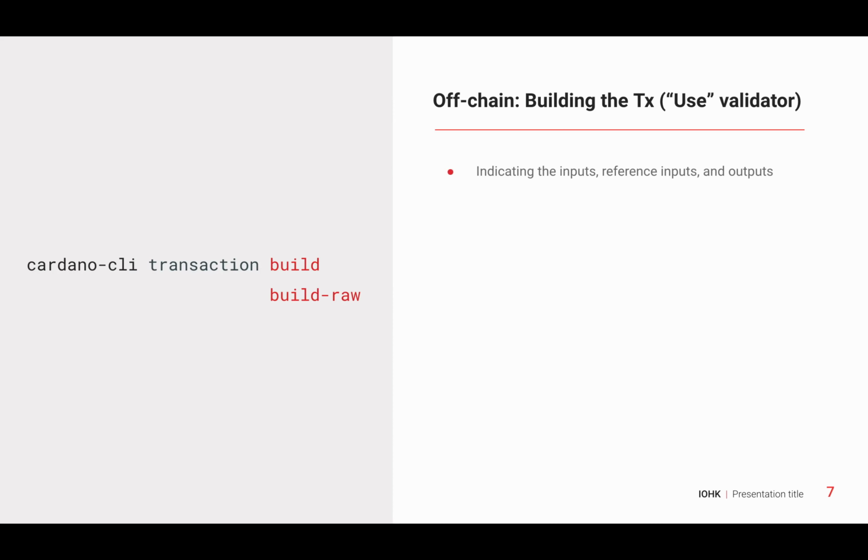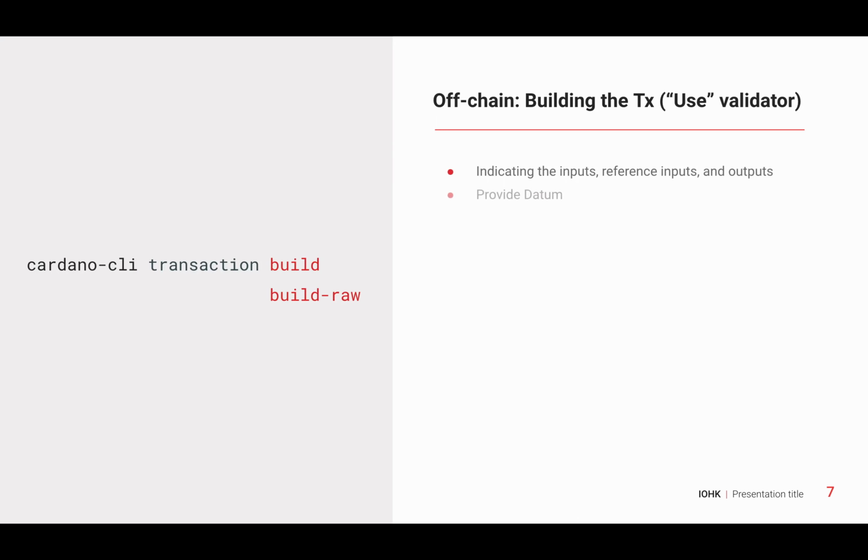Thousands of scripts can reference the same UTXO at the same time, and we don't need to be the ones controlling it to be able to reference it. This, combined with inline datums, is a powerful way of sharing information on chain.